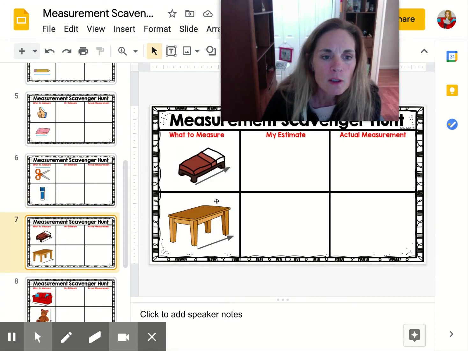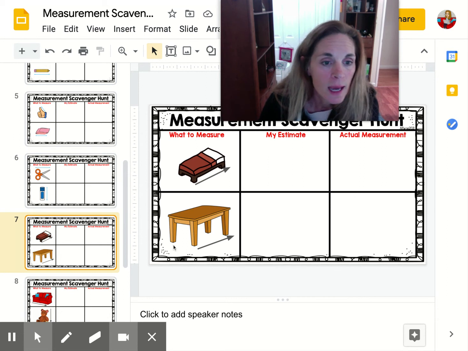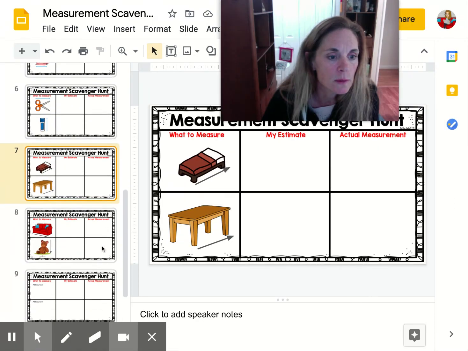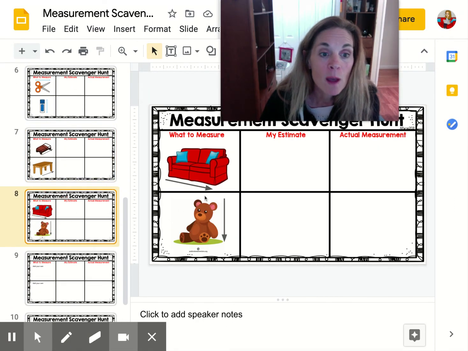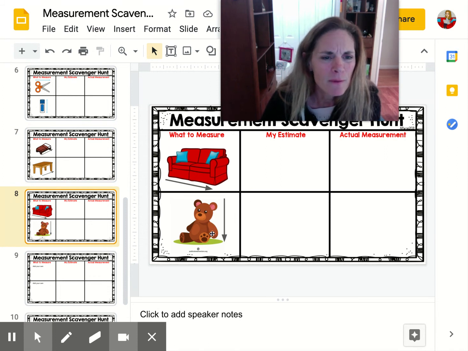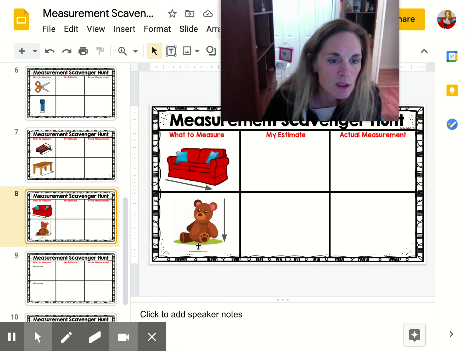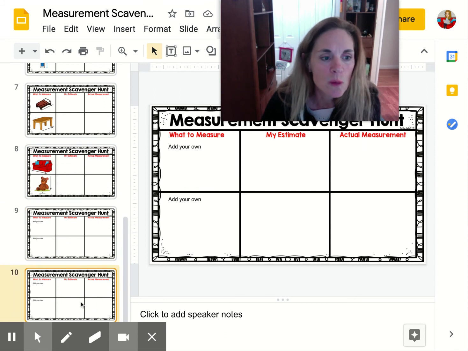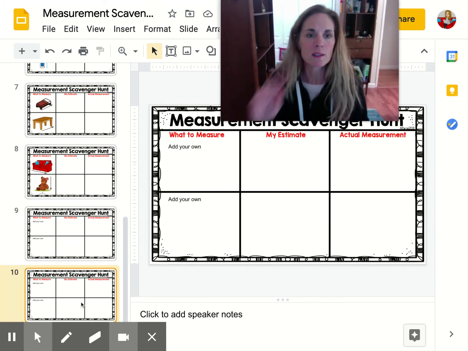How long is your bed? How long is your table? The long way. You could also measure up and down if you wanted to. How long is your couch? And find a stuffy, your favorite stuffy. How long is your stuffy? And then I've left you a couple of slides here to choose your own things. So choose 4 things of your own.